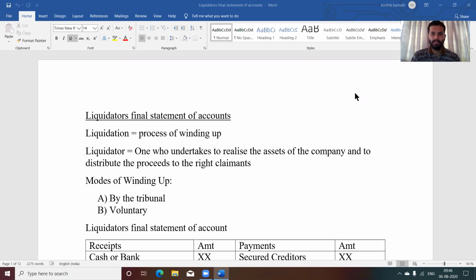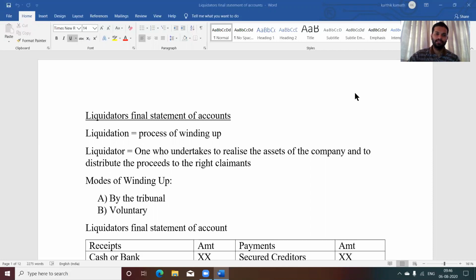So why does a company come to an end? Suppose it meets its specific purpose, then the company comes to an end. If the company's member becomes insolvent, then also the company comes to an end. Whenever the company comes to an end, its assets are realized and liabilities are paid off. So for this purpose, one special person is appointed. That person is known as liquidator.